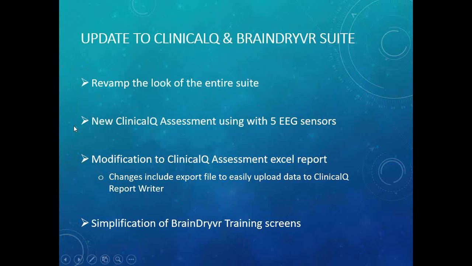In terms of additions to the software, we have a new ClinicalQ assessment that uses 5 sensors simultaneously. For those of you who are already familiar with the original software, Dr. Swingle's ClinicalQ assessment method uses 2 EEG sensors, and you record the 5 different sides of the brain one by one, and at one point of the recording you actually use 2 sensors at the same time to record from F3 and F4.